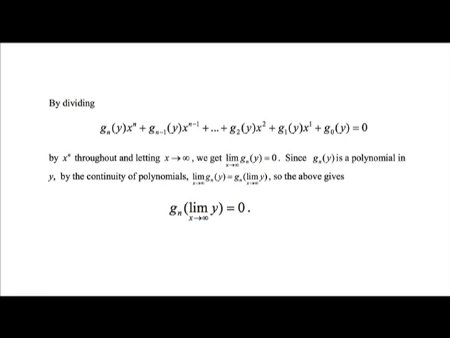By dividing g n of y times x power n plus g n minus 1 of y times x power n minus 1 plus etcetera plus g 2 of y times x square plus g 1 of y times x power 1 plus g naught of y equal to 0 by x power n throughout, and letting x goes to infinity, we get limit x goes to infinity g n of y is equal to 0. Since g n of y is a polynomial in y, by the continuity of polynomials, limit x goes to infinity g n of y is equal to g n of limit x goes to infinity y. So, the above gives g n of limit x goes to infinity y is equal to 0.